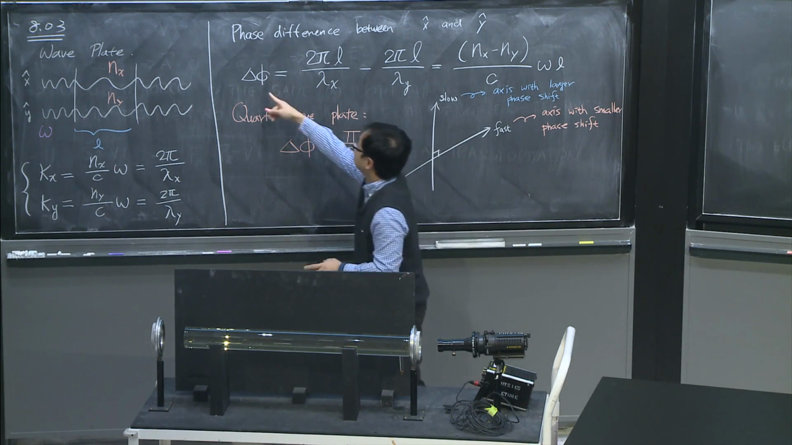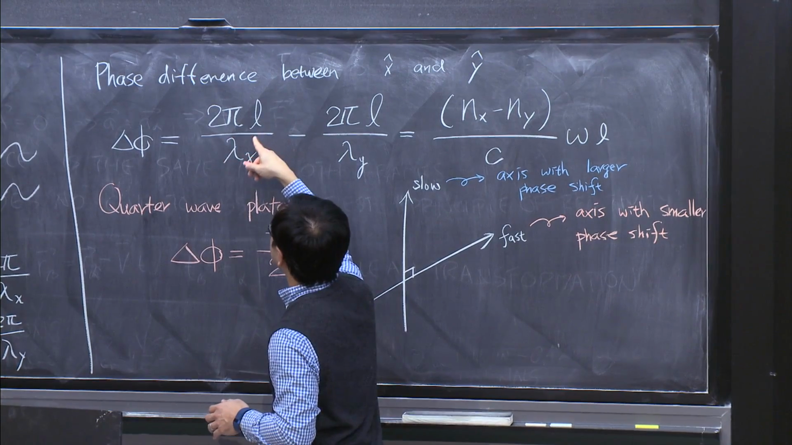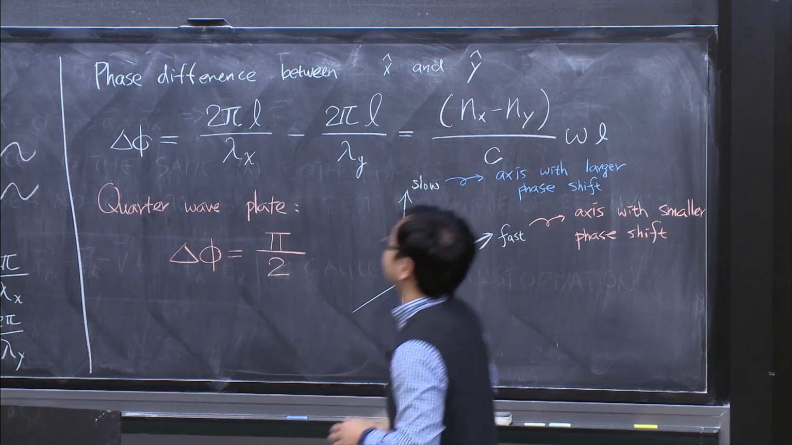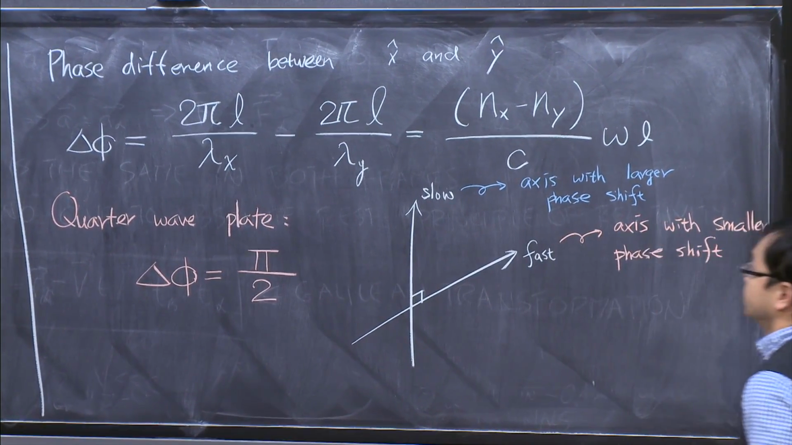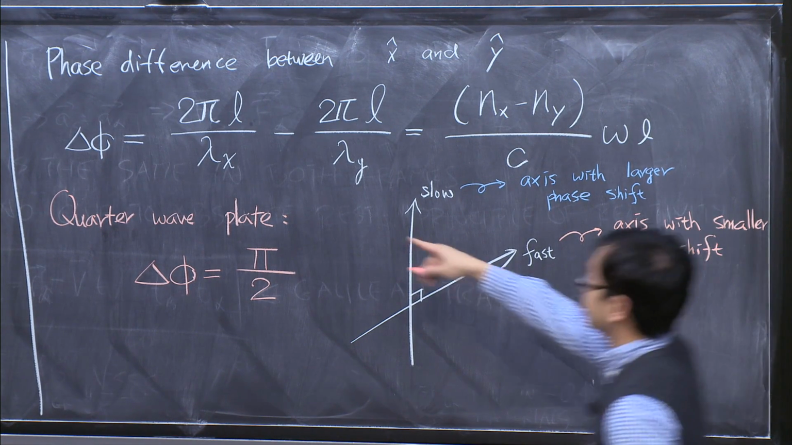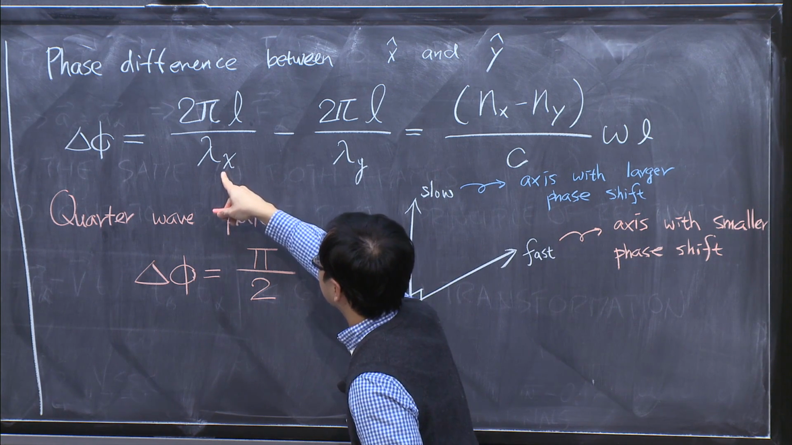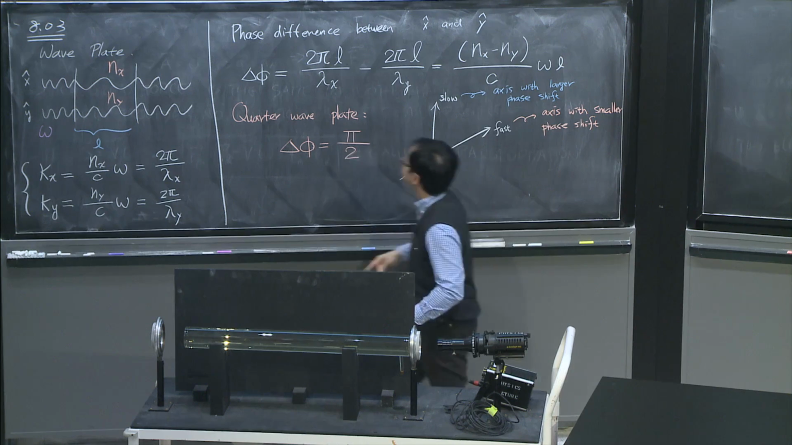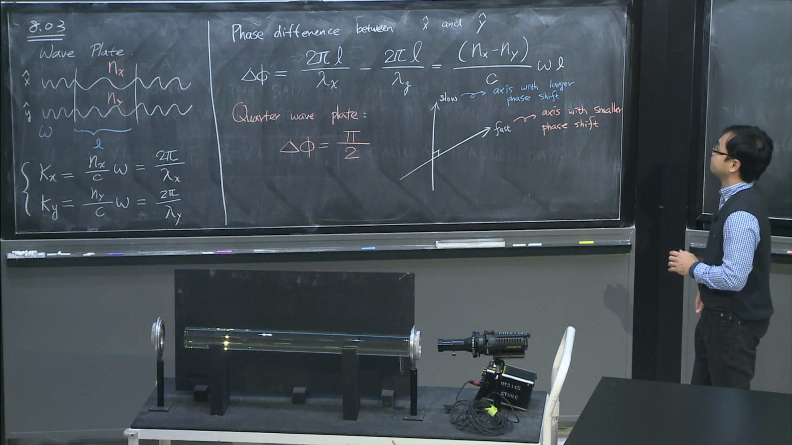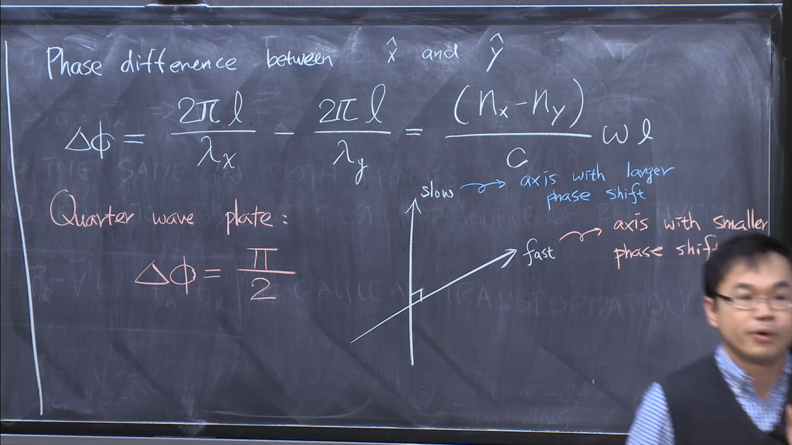We can calculate that. This is delta phi, the phase difference between the x direction and y direction, which will be equal to 2 pi times L divided by lambda x. Basically, L over lambda x is the number of periods passed, and times 2 pi translates that to phase, and we are taking the difference between the x and y directions. Based on what we have written here, this is just nx minus ny divided by c times omega times L. So this is how the wave plate works.